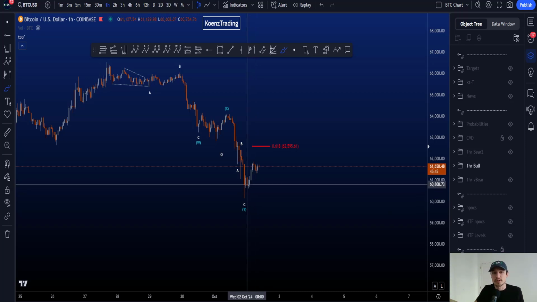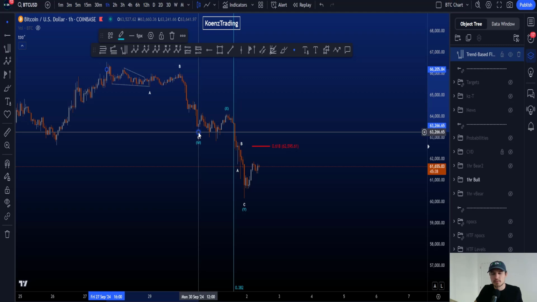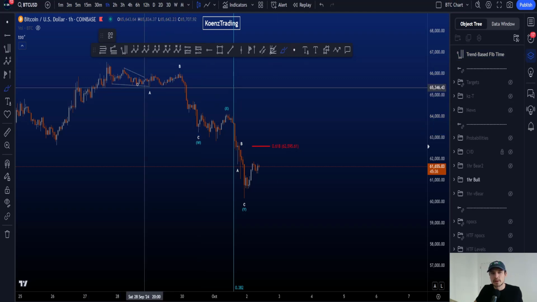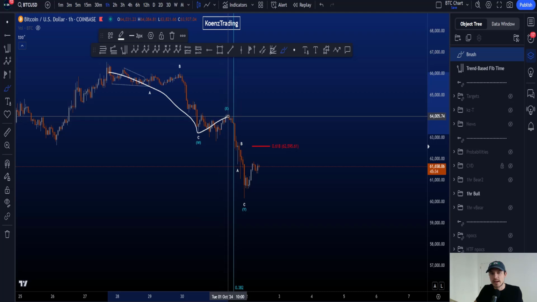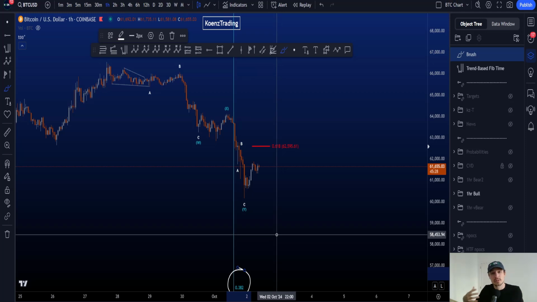And time is important in Elliott waves. If you take a trend-based fib time from the start to the end of W and you double click here, then you are now comparing the time of W compared to X. And you can see that X is quite short. It finished before the 0.382 fib time, which is not preferred, as most commonly waves are ending after the 0.382 fib time.